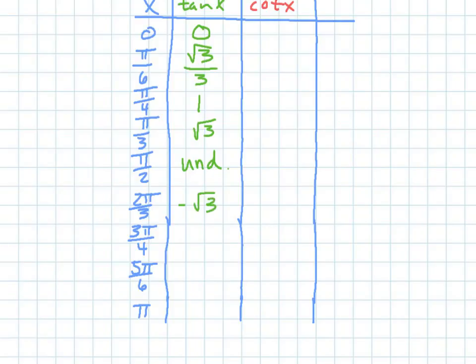At 3 pi over 4, your cosine is negative now, so square root of 2 over 2 divided by negative square root of 2 over 2 gets you negative 1. At 5 pi over 6, you get 1/2 divided by negative square root of 3 over 2. Flipping that up gets you negative 1 over square root of 3. If you rationalized it, it would be negative square root of 3 over 3. And at pi, you get the sine value of 0 over the cosine value of negative 1, so that gives you 0.